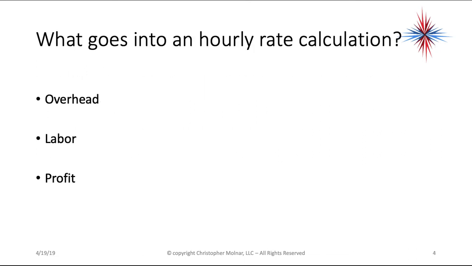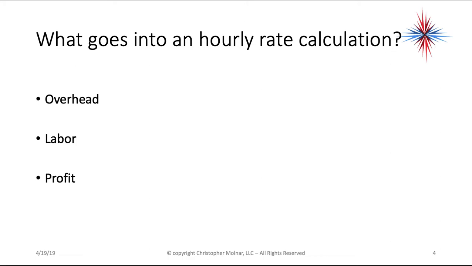So what goes into an hourly rate calculation? We're going to break each one of these down further, but we have overhead, labor, and profit. Okay, no one's in business to lose money. We have to have profit in there. You think of your average grocery store, they run about a 40% profit. Your restaurants are running sometimes 60, 70% profits. But for some reason, there's a thought out there that service companies shouldn't have a profit margin.